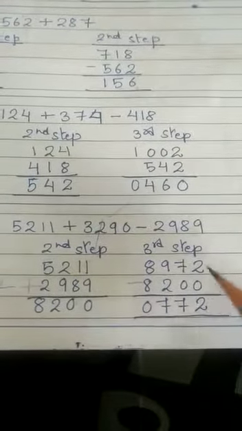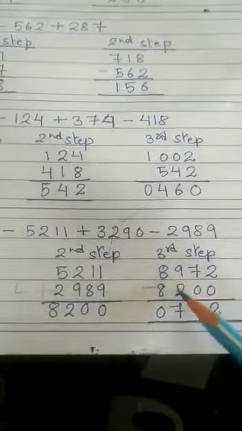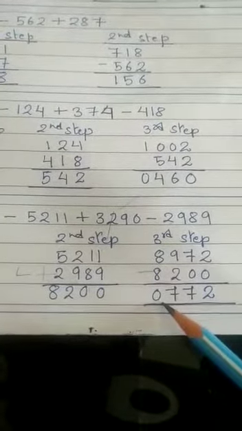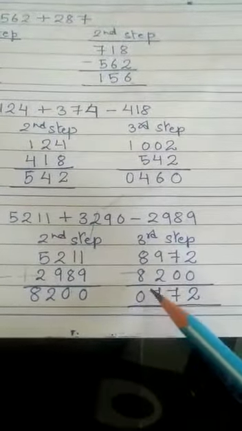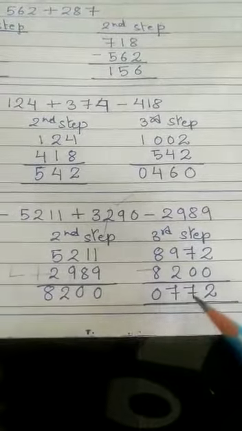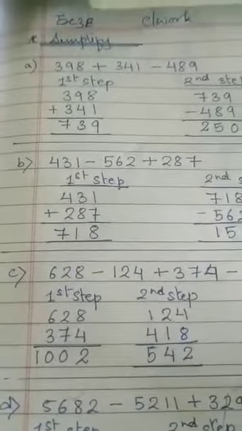In this way you will get the answer. 2 minus 0 is 2, 7 minus 0 is 7, 9 minus 2 is 7 and 8 minus 8 is 0. You can write 0 also, or if you don't want, you can remove the 0, then your answer will be 772. So in this way you can do the simplification.